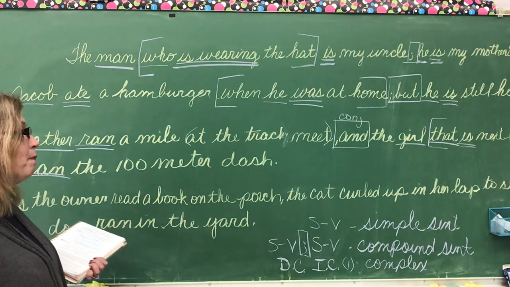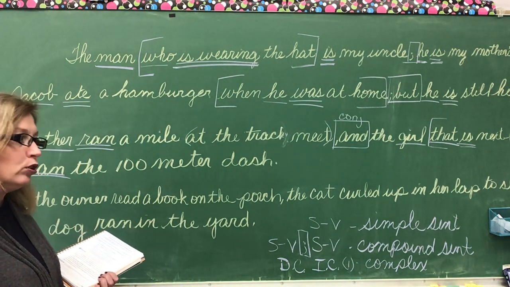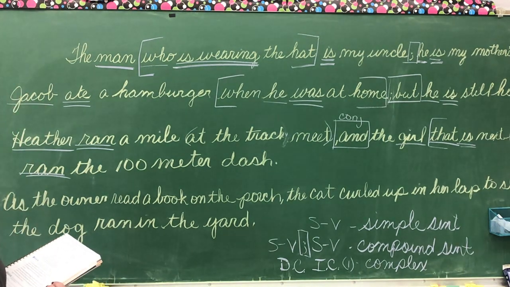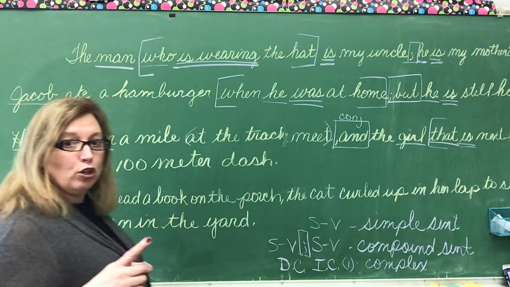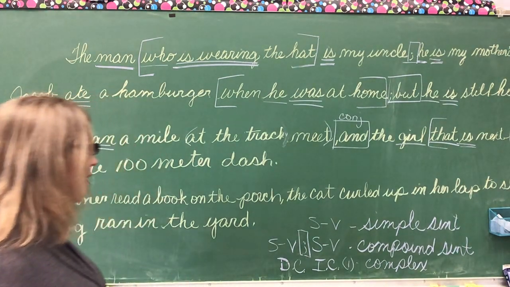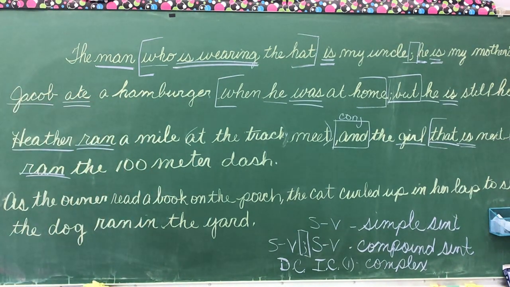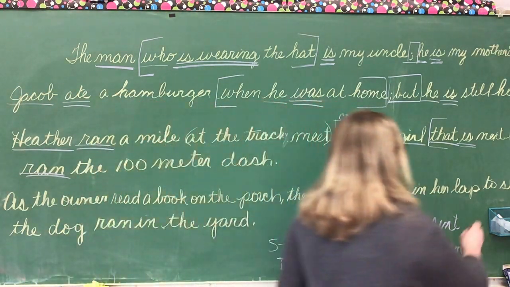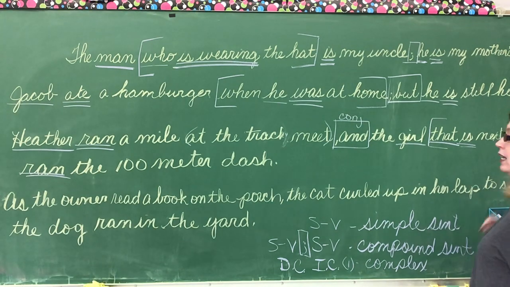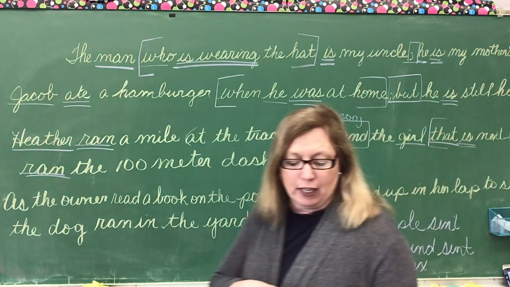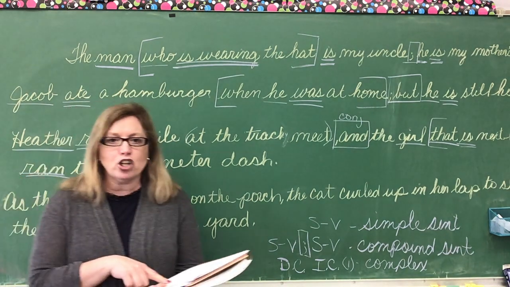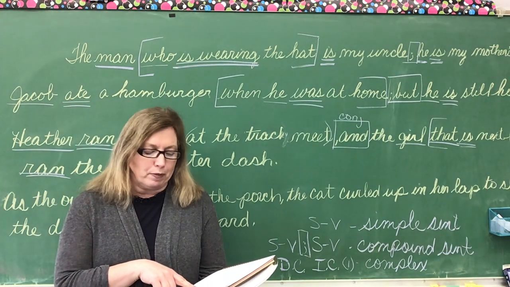As the owner read a book on the porch, the cat curled up in her lap to sleep, but the dog ran in the yard. Okay? So the first thing we're going to look for is that conjunction. Do we have a conjunction or do we have a semicolon? We do. I don't know if you can see it, but way over here on the end of my board is the comma but, you can see it in your book. Okay? Now, put a box around comma but. That's our conjunction. Now let's look at the verbs.